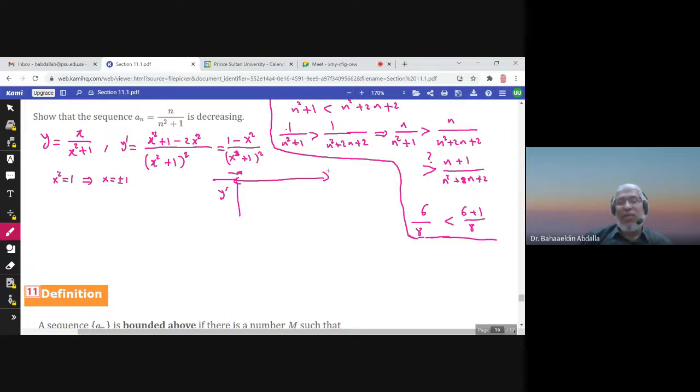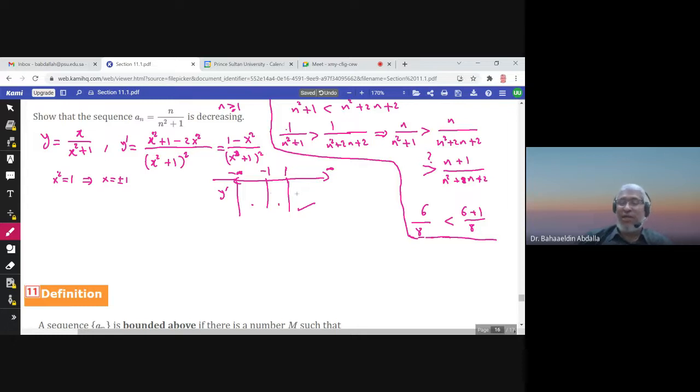The signs of y prime will depend on these numbers, -1 and 1. There will be three intervals: from negative infinity to -1, from -1 to 1, and from 1 to infinity. But notice that we need to find whether the sequence is decreasing or increasing, and for sequences n starts from 1. So really I need to know whether y prime is increasing or decreasing in the interval from 1 to infinity. I'm not really interested in these two intervals.